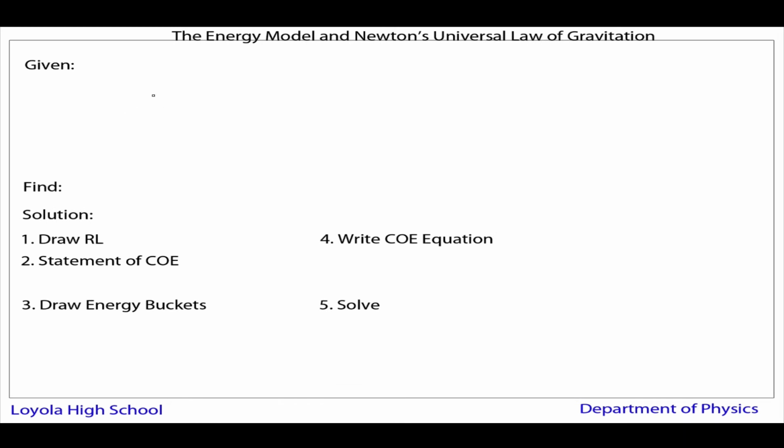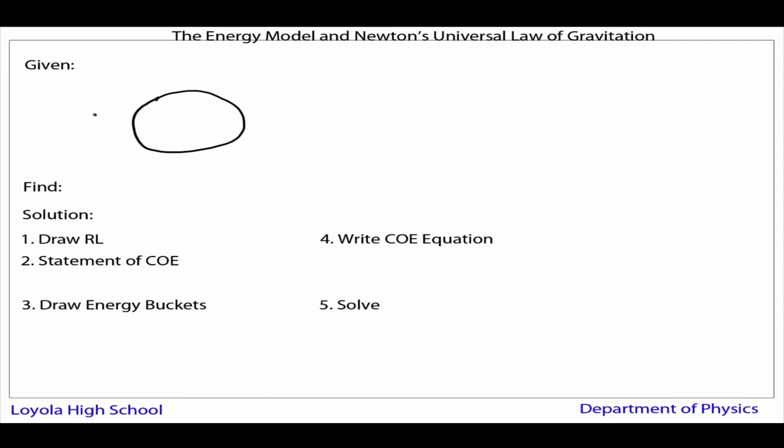In this video, I'm going to talk about the use of the energy bucket model in problems that involve Newton's universal law of gravitation, where objects are very, very far from the Earth, and we use a different model for force and energy. So here's a planet. I'm going to look at a planet and an object that's in an elliptical orbit around it.